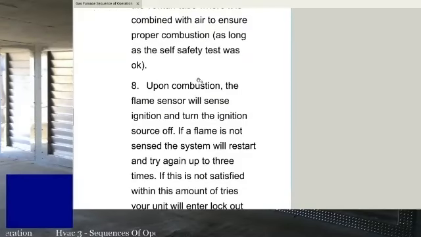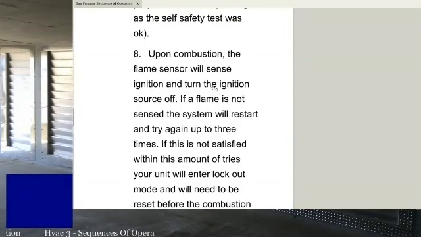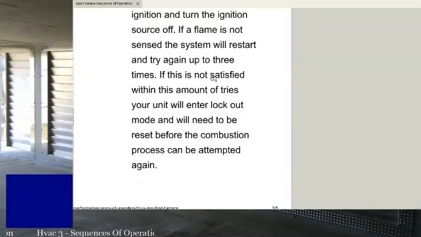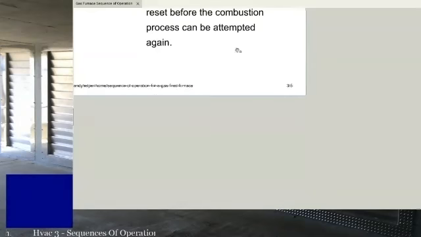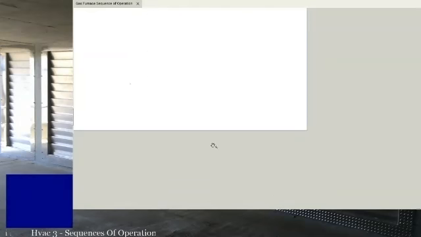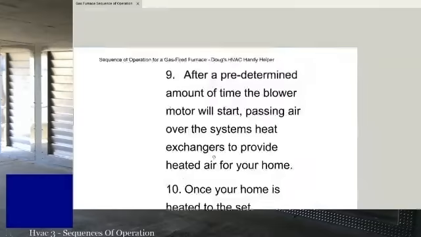Upon combustion, you'll have a flame sensor that will sense ignition and turn the ignition source off. If flame is not sensed, the system will restart and try again up to 3 times. If the flame sensor doesn't prove flame within 3 tries, the unit will lock out. But if the flame sensor senses the flame, then it will continue to burn.